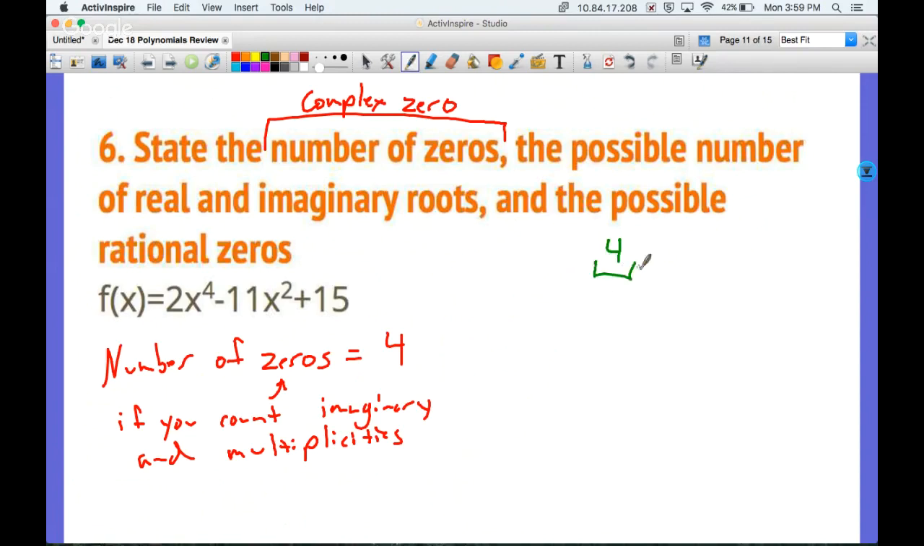All right. So we know we must have 4. Those 4 complex zeros can be either imaginary or real. So let's make possible combinations of imaginary and real. We could have 0 imaginary. That's always an option. Imaginary, I spelled that wrong. It's an A.